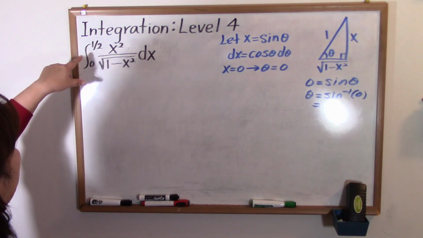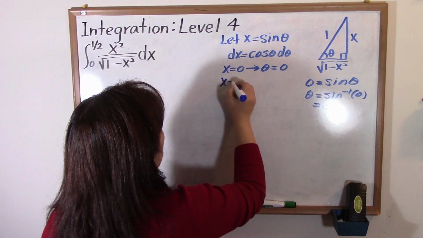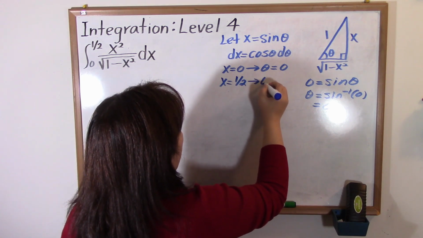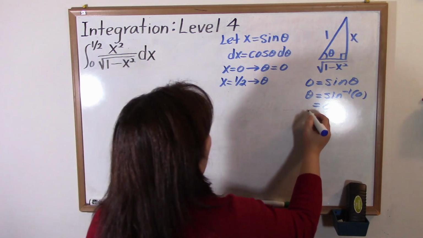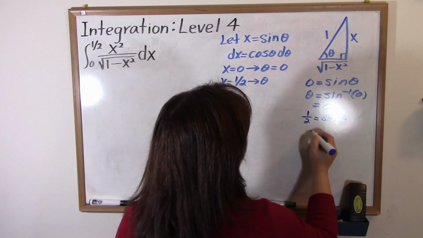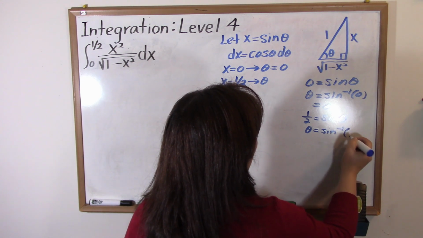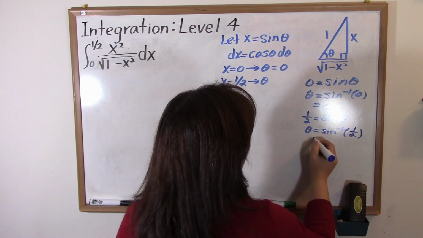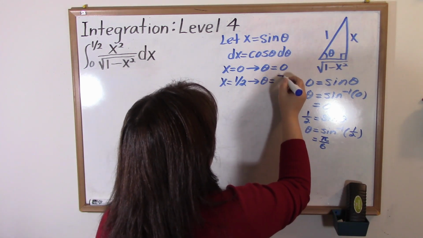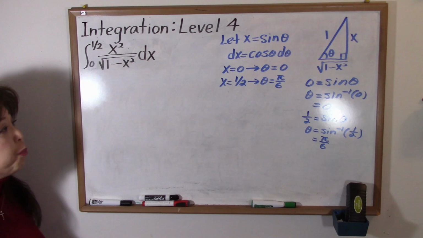Next, the upper limit 1/2. When x is equal to 1/2, what is the upper bound for theta? So 1/2 is equal to sine theta, so theta is equal to inverse sine of 1/2, which is pi over 6. So theta is pi over 6 when x is equal to 1/2.